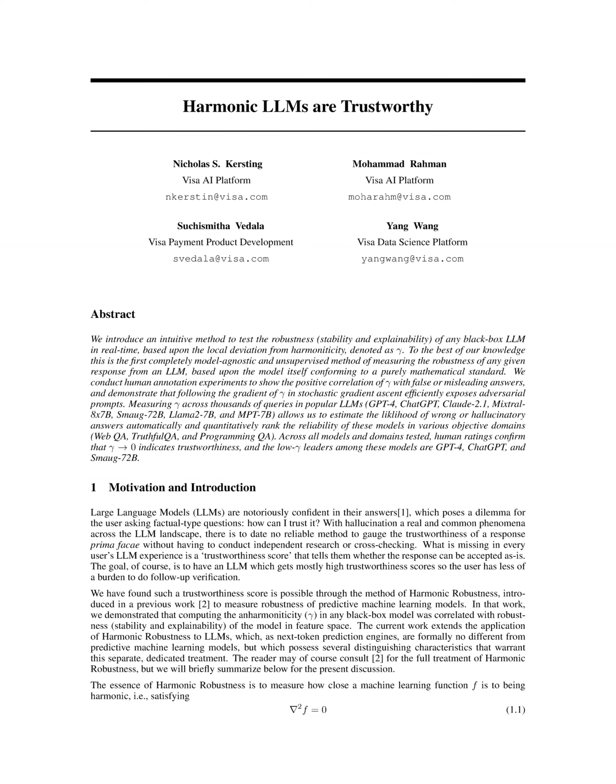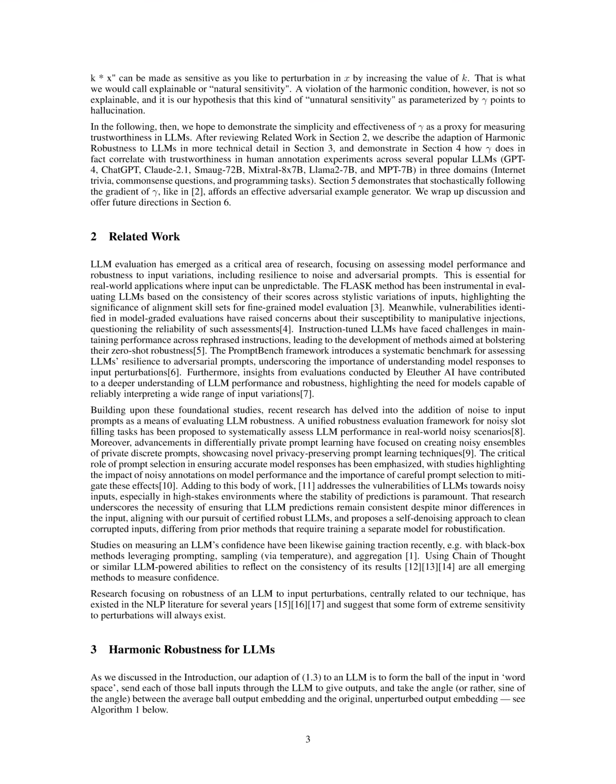By utilizing gamma to estimate the likelihood of wrong or hallucinatory answers automatically, users can quantitatively rank the reliability of different LLMs, helping them choose models that exhibit higher trustworthiness scores. Moreover, the method's ability to stochastically follow the gradient of gamma in stochastic gradient ascent can efficiently expose adversarial prompts, providing a tool for detecting and mitigating potential vulnerabilities in LLM responses.